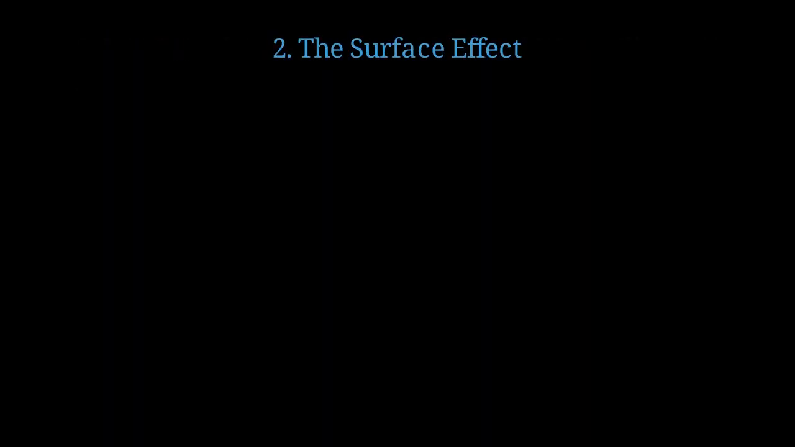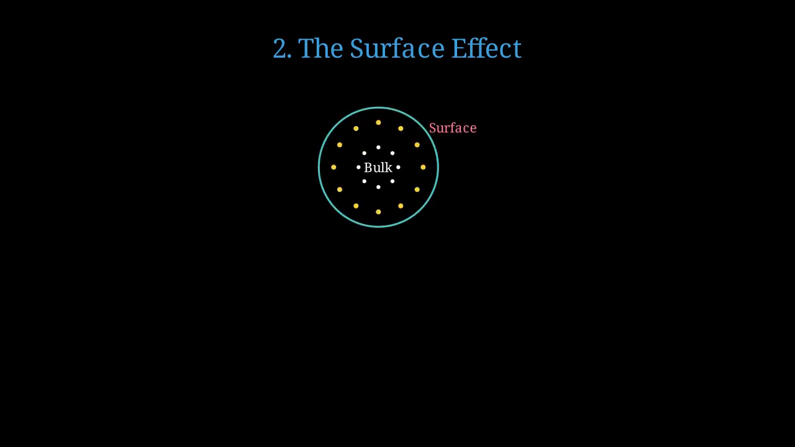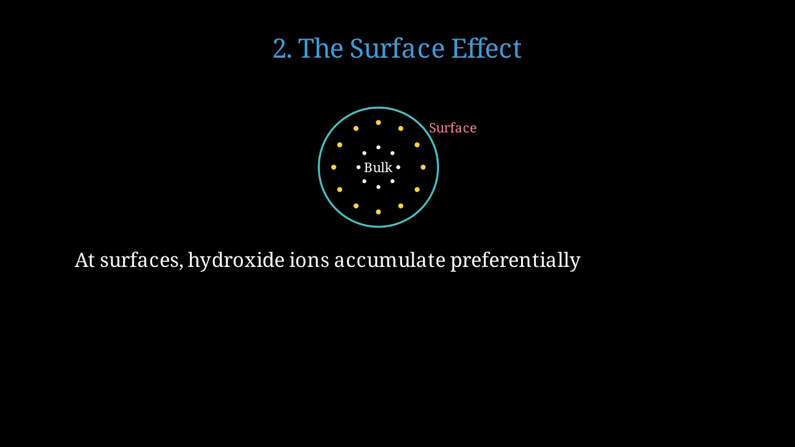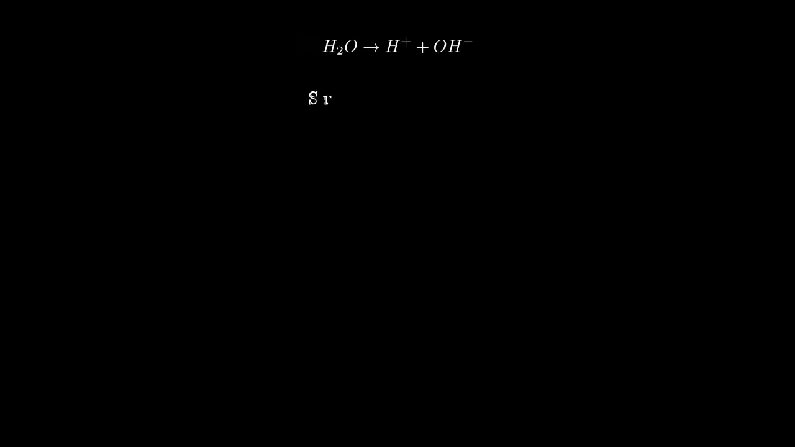The key to understanding microlightning is what happens at droplet surfaces. In a water droplet, molecules at the surface experience different forces than molecules in the bulk interior. Research shows that hydroxide ions, which are negatively charged, preferentially accumulate at water surfaces. Water naturally dissociates into hydrogen ions and hydroxide ions in a dynamic equilibrium. At the surface, we get more hydroxide than hydrogen ions, creating a negative surface charge.